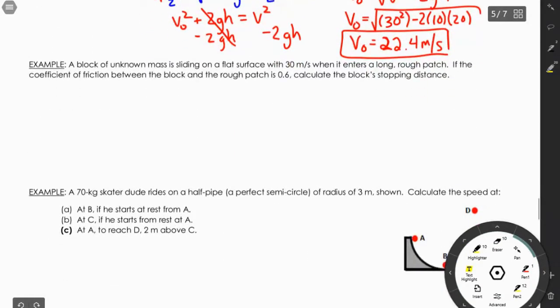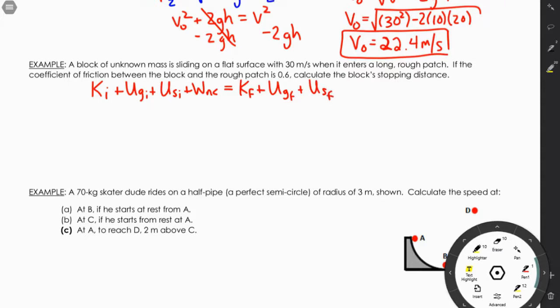A block of unknown mass is sliding on a flat surface with 30 meters per second. When it enters a long rough patch, the coefficient of friction between the block and the rough patch is 0.6. Calculate the block's stopping distance. Here's one where we do have a non-conservative force. But again, go through the process. So we have Ki plus Ugi plus Usi plus Wnc, the work done by non-conservative forces, equal to Kf plus Ugf plus Usf, okay?